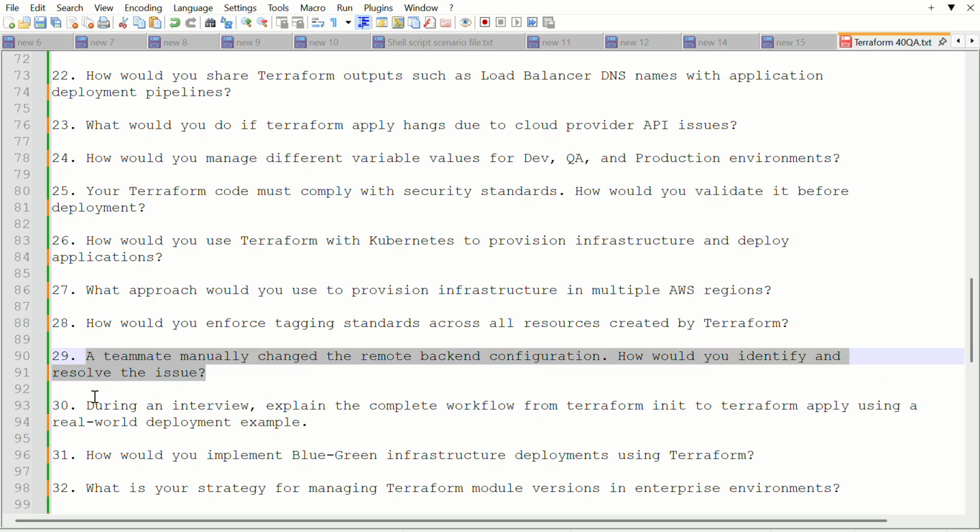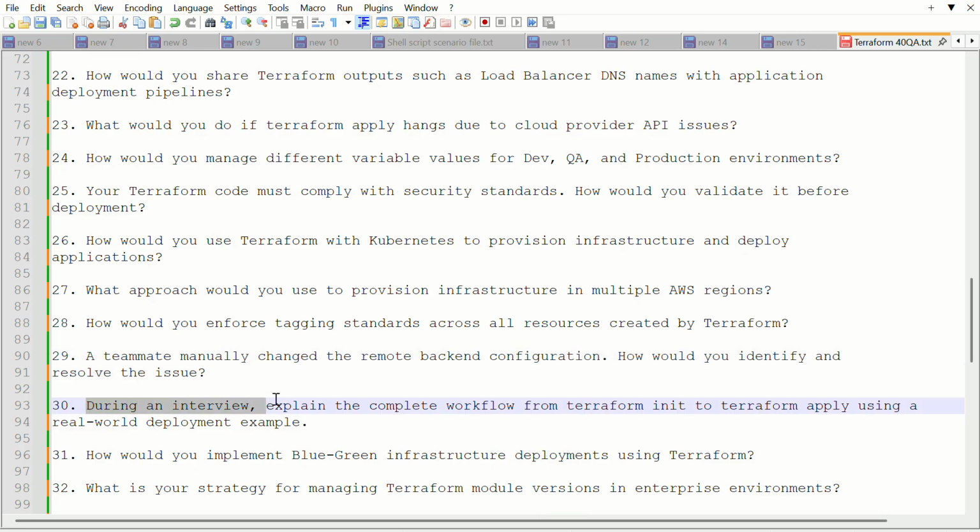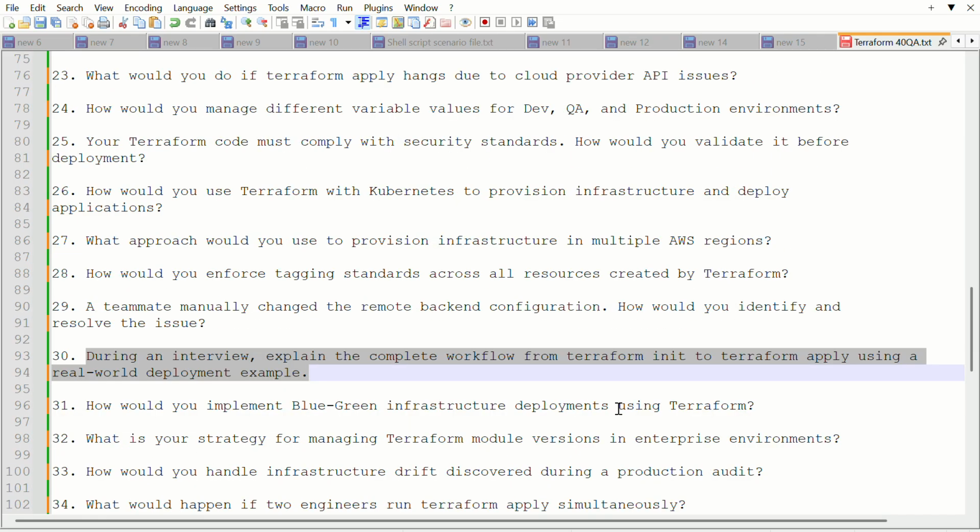Coming to the next one, during an interview, explain the complete workflow from Terraform init to Terraform apply using a real-world deployment example. If they are asking what commands you are going to use in your project, is it Terraform init, Terraform plan, Terraform refresh, Terraform apply, or Terraform validate, whatever it is, what is the complete workflow from end to end, you need to be prepared using one real-world deployment example that you have experienced in your current project.